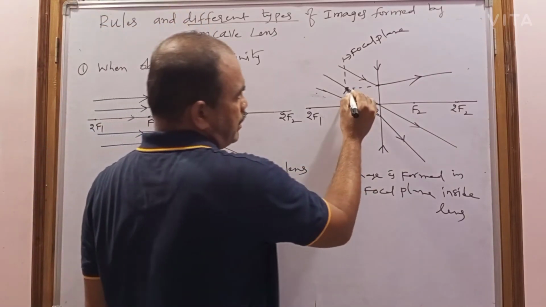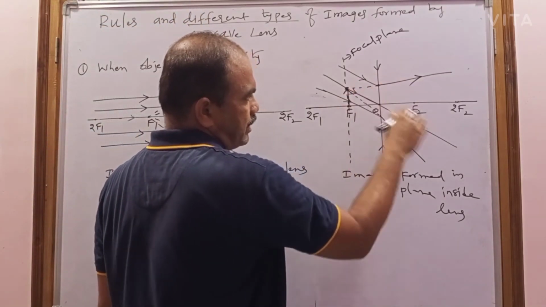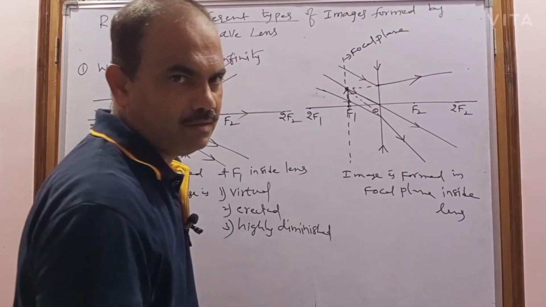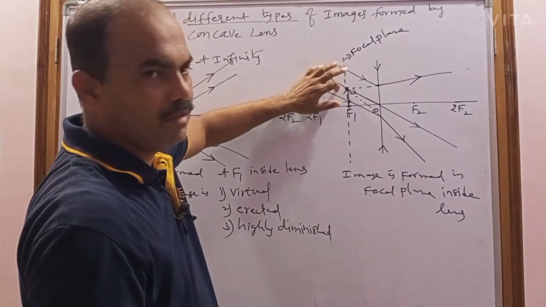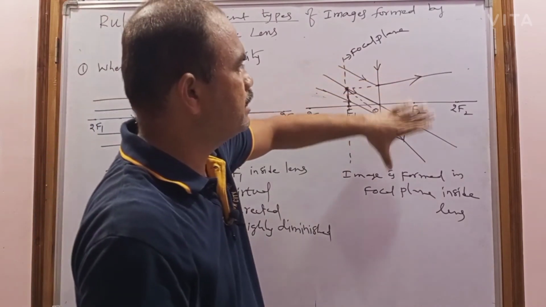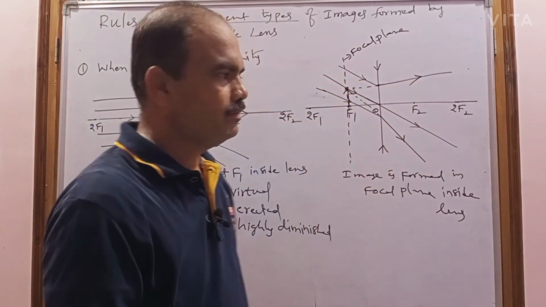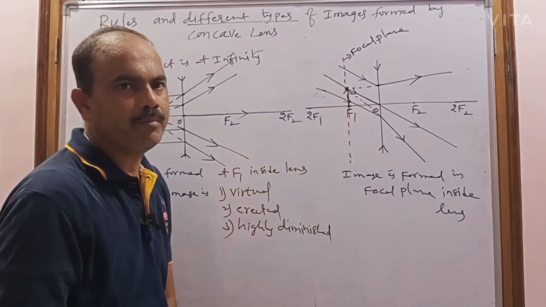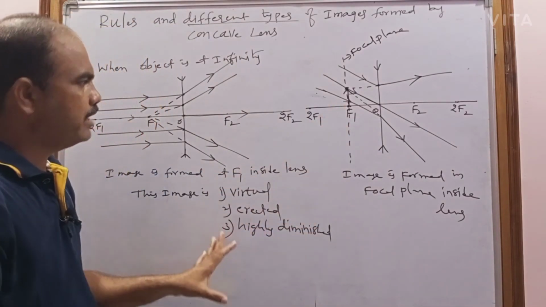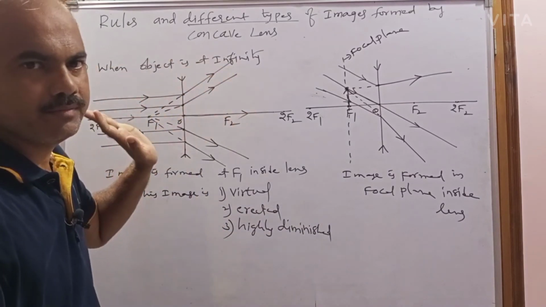So now why are you saying this is a virtual image? Because all refracted rays are extended back. So at that point all the refracted rays are intersecting. That's why this is a virtual image, because these refracted rays cannot really intersect. And now coming to the characteristics: virtual, erect, and highly diminished. So these are the two cases when the object is at infinity.